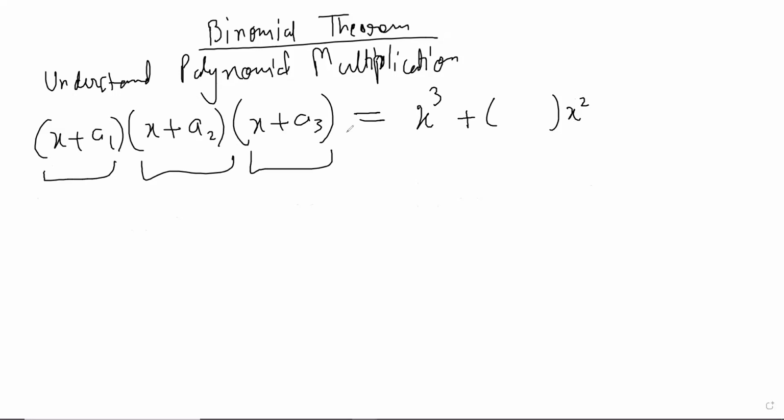x square means you're going to choose x from 2 of the boxes and not from the third box. That means that from the third box, you're going to choose a3, a2, or a1. And that's why you will get a3 or a2 or a1. Does that make sense to everyone? If someone doesn't understand anything, again, please interrupt. Okay, so this is what it is.